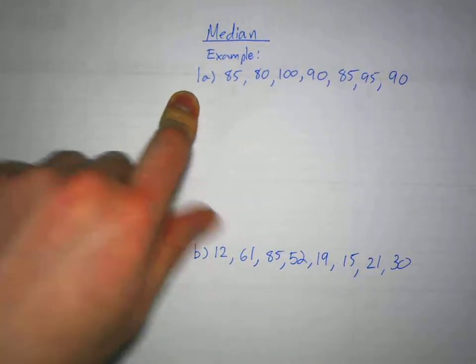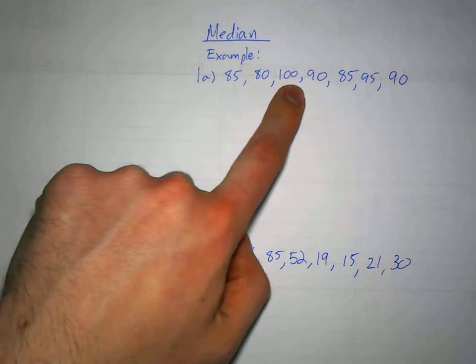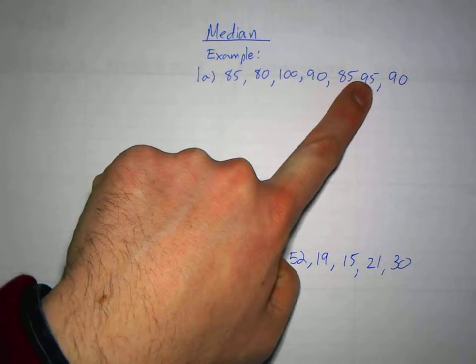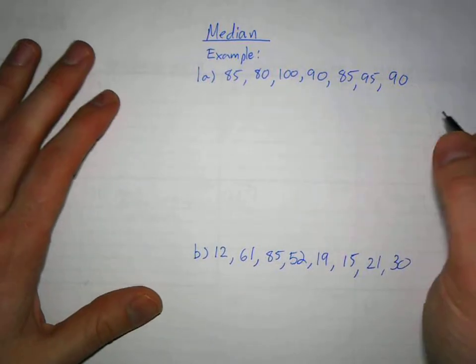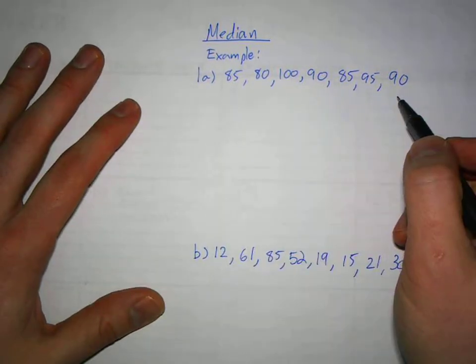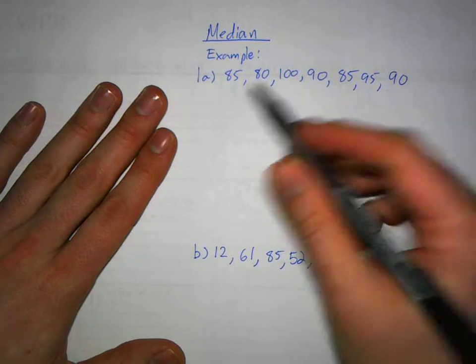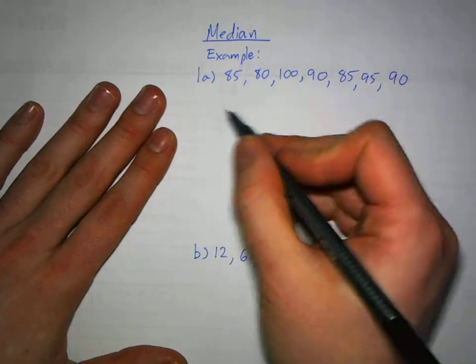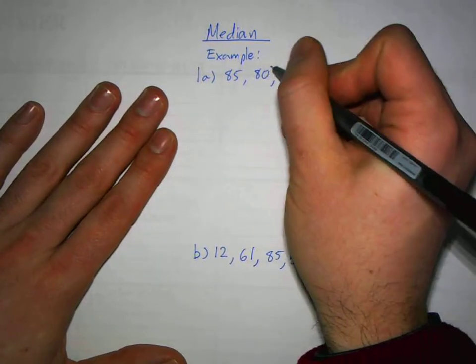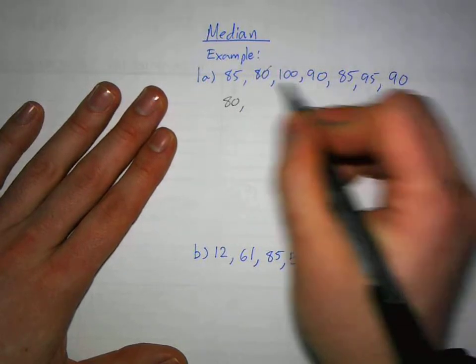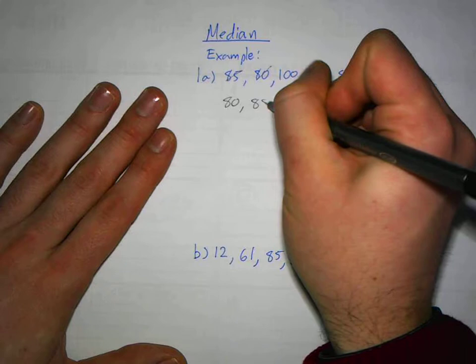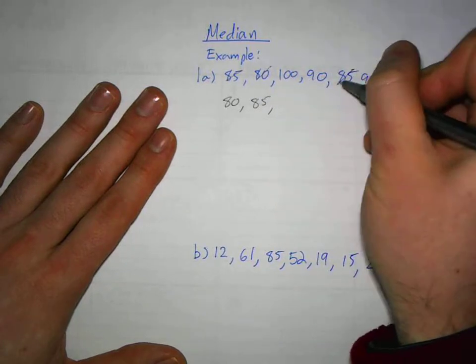Here's our data set. We have 85, 80, 100, 90, 85, 95, and 90. Whenever we're finding the median of something, we need to put our data set in the right order from least to greatest. So we're going to resort this into order. Our lowest number here looks like it's this 80, so I'm going to cross that out and put 80. After that, it looks like we have 85. We have another 85 here.